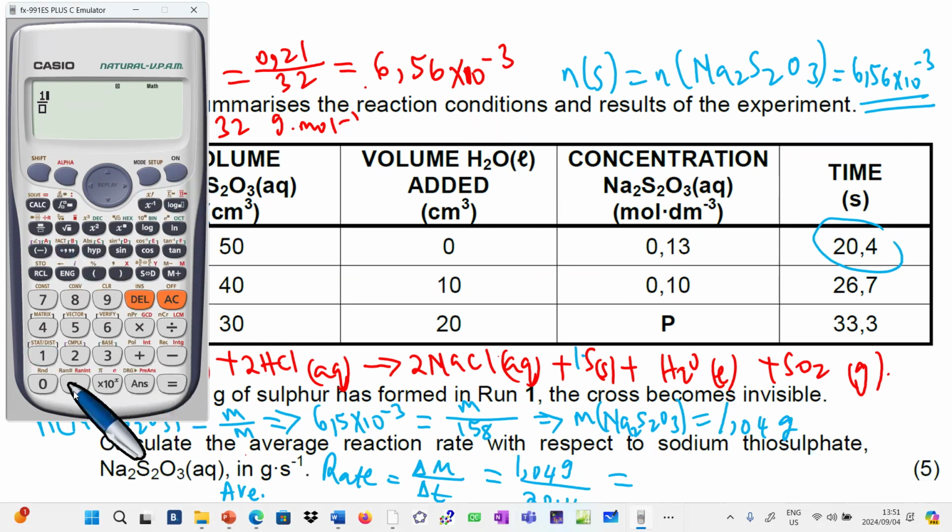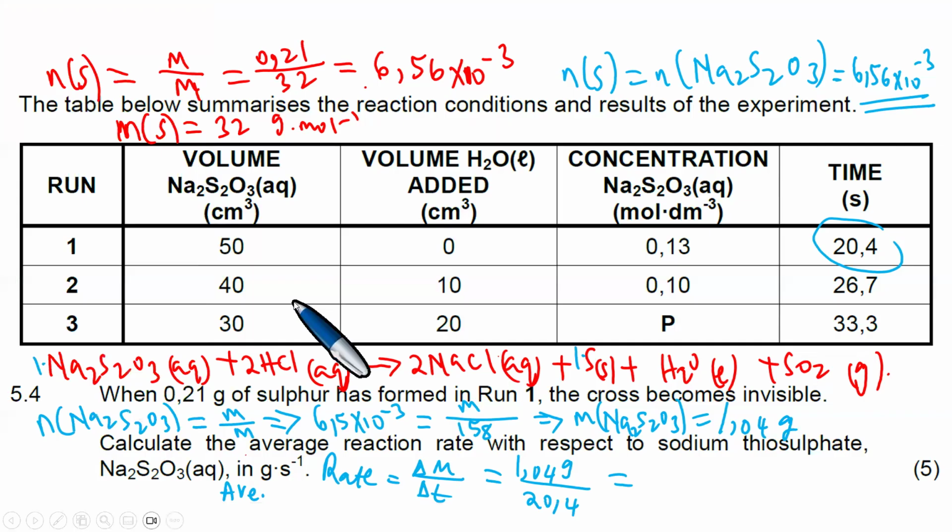So that's going to be 1.04. You divide by the change in time, which is 20.4, which is 0.051. So this is going to be exactly 0.051 grams per second.